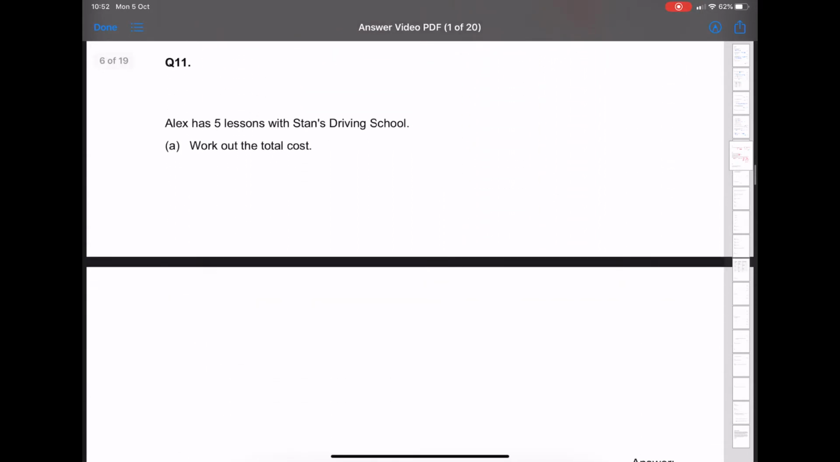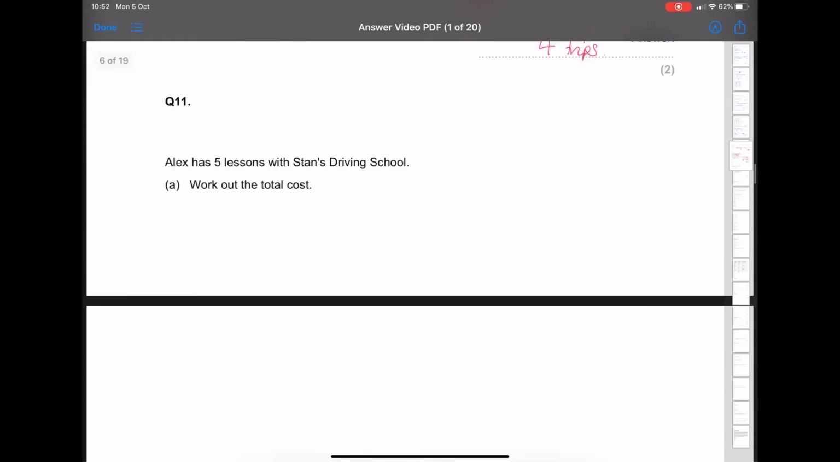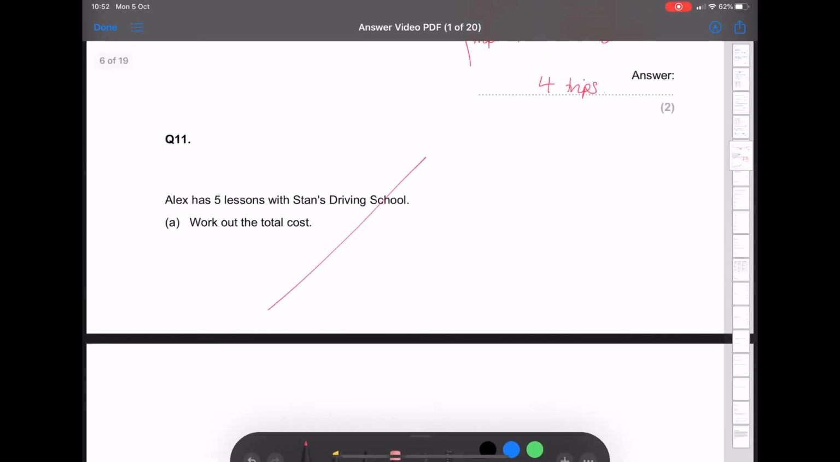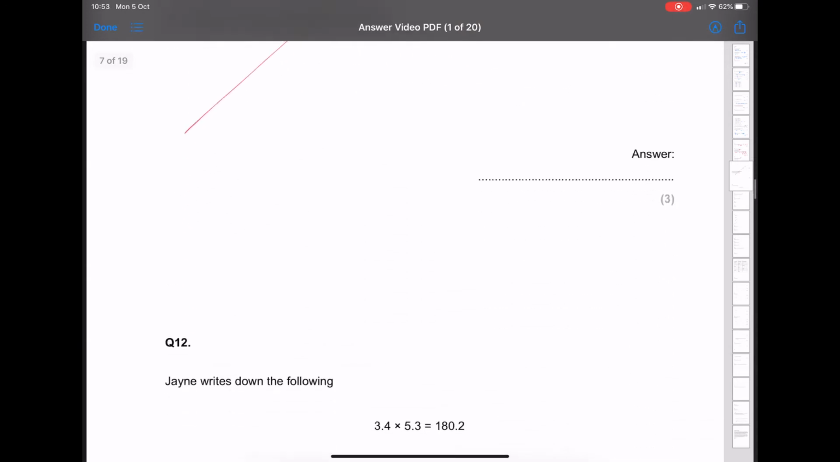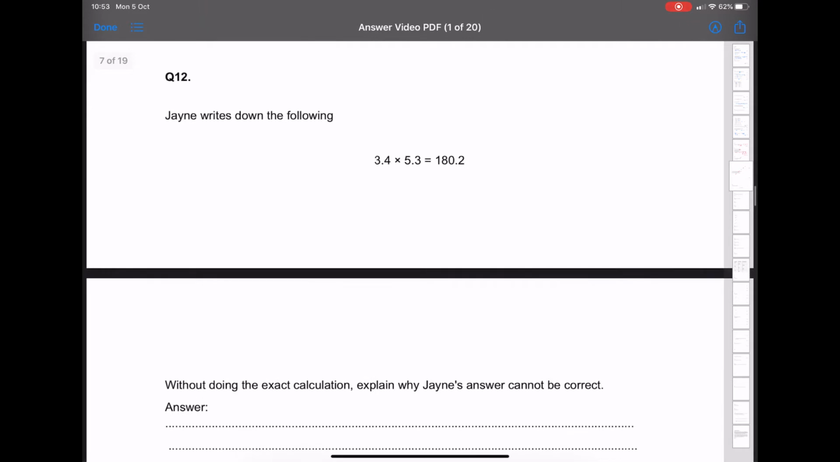Now, question 11, I think there was a mistake on these, so I do apologise. I'm going to ignore those ones. Don't worry, I've not calculated them into your actual work, your answers and your final grade.